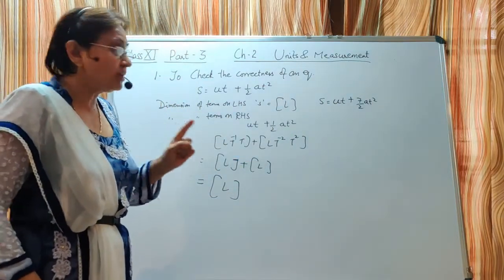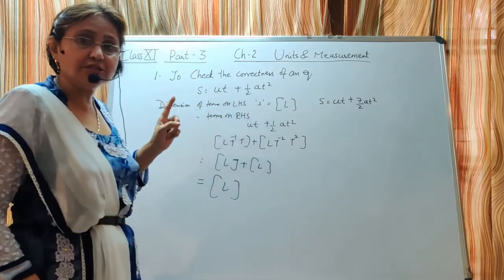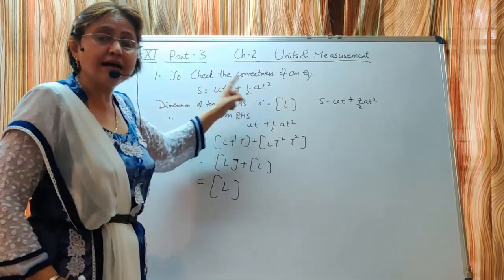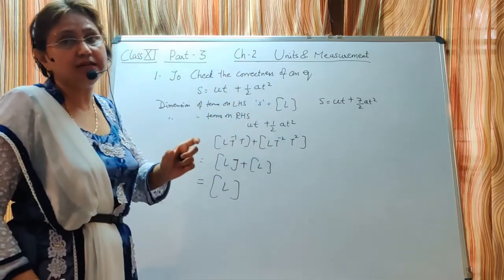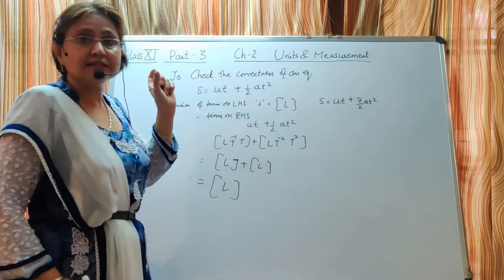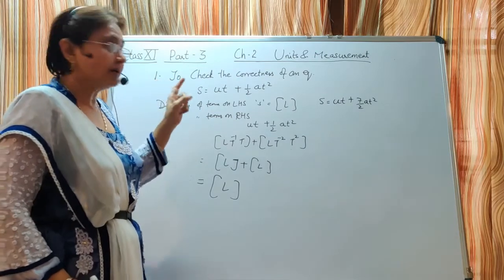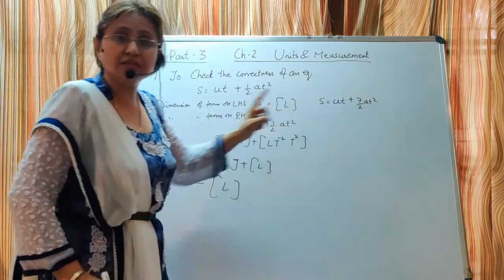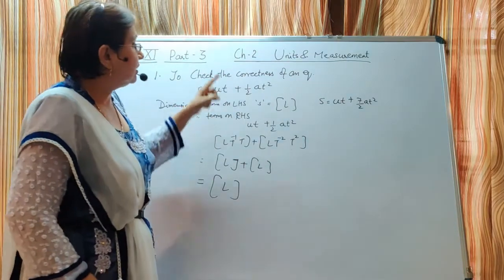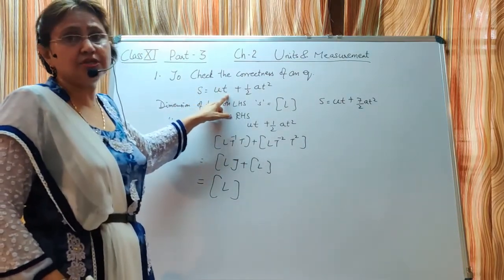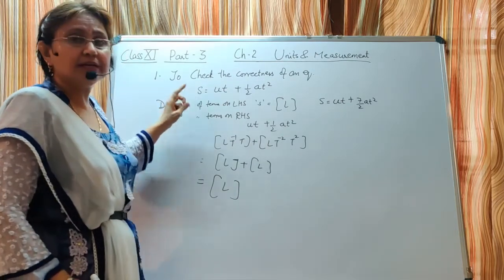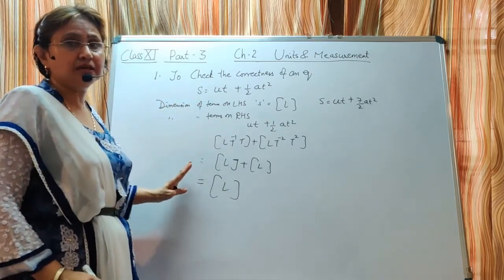So an equation being dimensionally correct means the dimension on the left hand side should be equal to the dimension of each term on the right hand side. Then we say that the equation is dimensionally correct. So an equation which is dimensionally correct may not be physically correct, but a physically correct equation is always dimensionally correct. Any physically correct equation will be dimensionally correct.